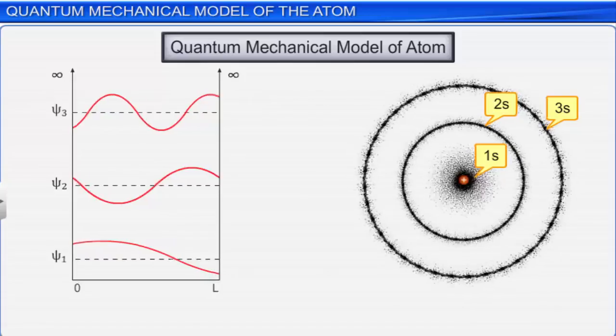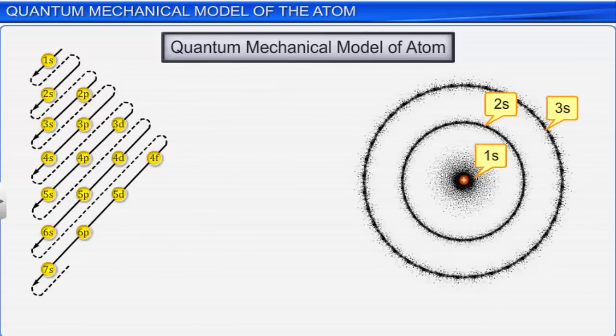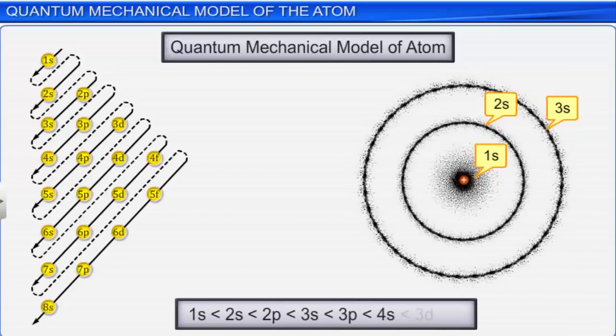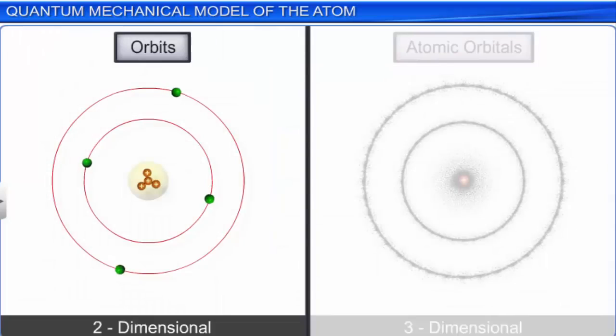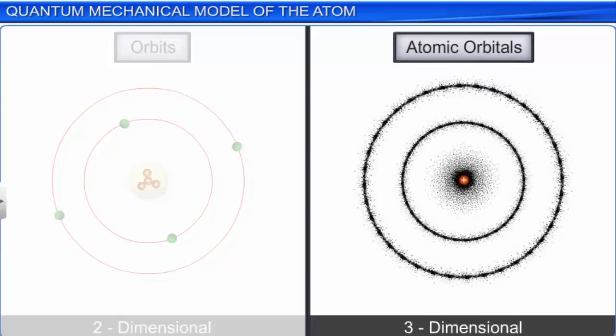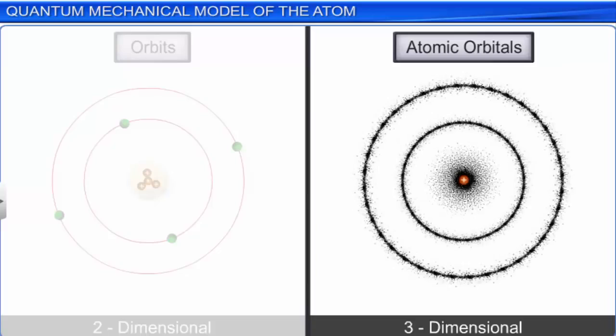In a multi-electron atom, the electrons are filled in various orbitals in the order of increasing energy. Note that these orbits are two-dimensional circular paths around the nucleus, in which the electrons revolve, whereas atomic orbitals are three-dimensional regions around the nucleus where the probability of finding an electron is the maximum.